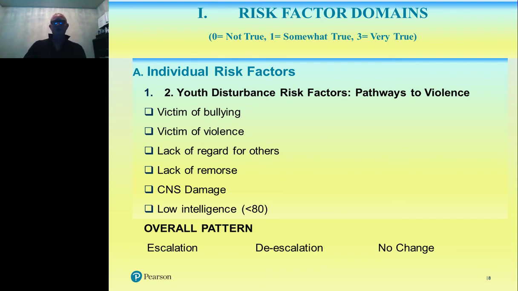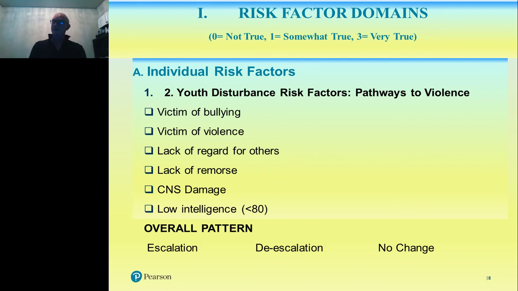The first is victim of bullying. In the case of the Kip Kinkel scenario that played out, that young man was unfortunately very rejected by his peers throughout much of his life. He had early behavior problems and behavior regulation problems. While he may not have been a direct victim of violence that we know of, at least from his family, he may have had a component of that as part of his bullying.